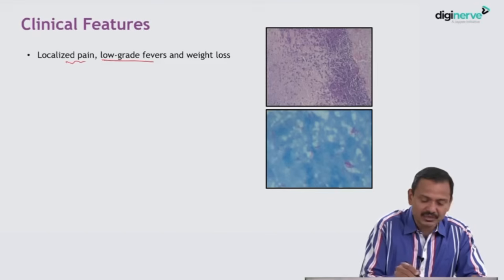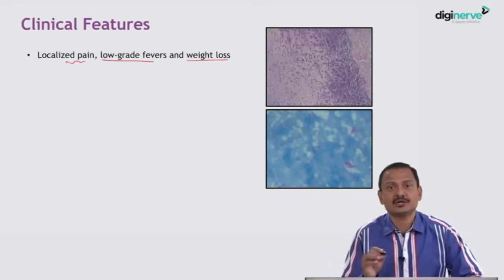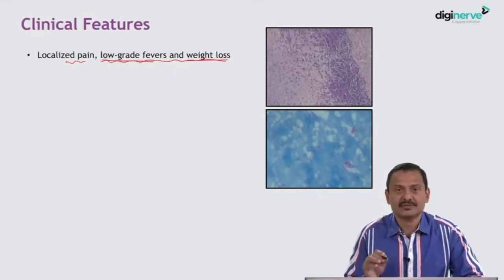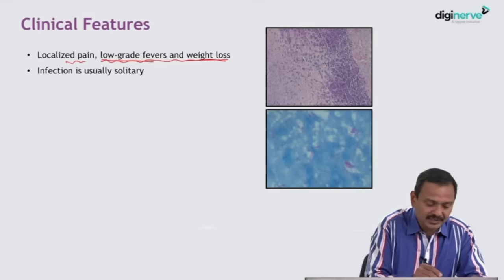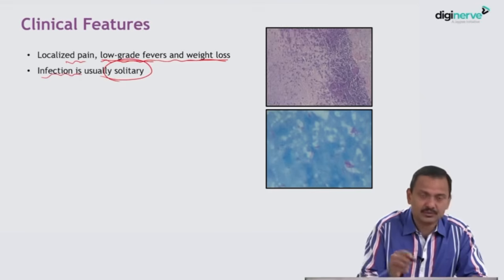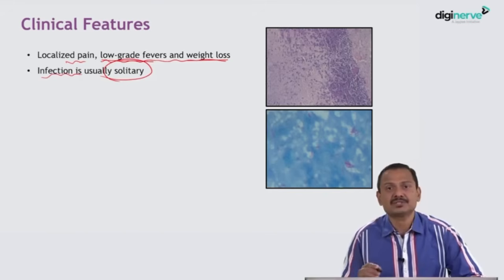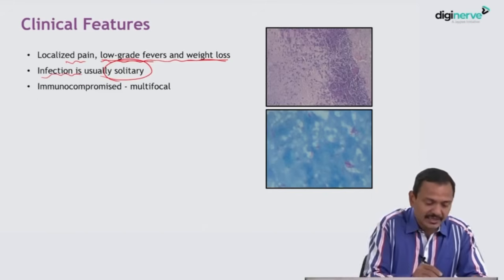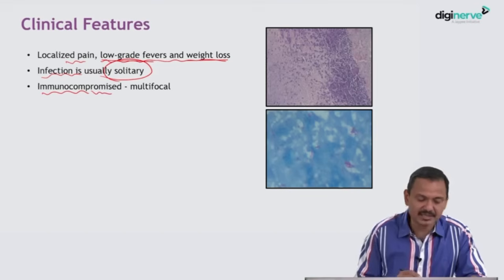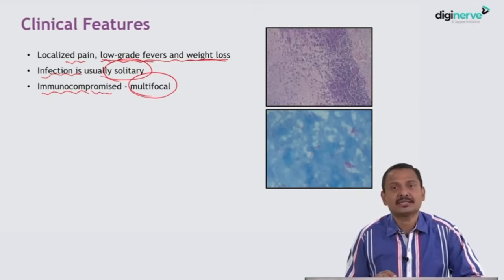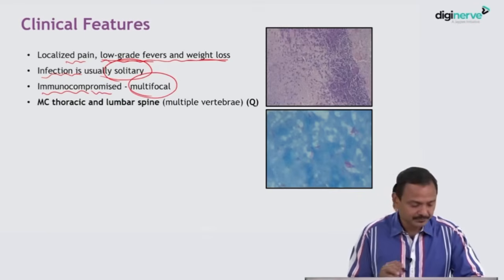Okay, so the clinical features you can see here: there will be localized pain along with low grade fever and weight loss, which is a very common symptom for tuberculosis. Low grade fever and weight loss is a very common feature. Infection is usually solitary, only one site of osteomyelitis, but if the patient is immunocompromised, or there is an HIV or transplant background, then osteomyelitis can be at more than one site, or it can be multifocal.